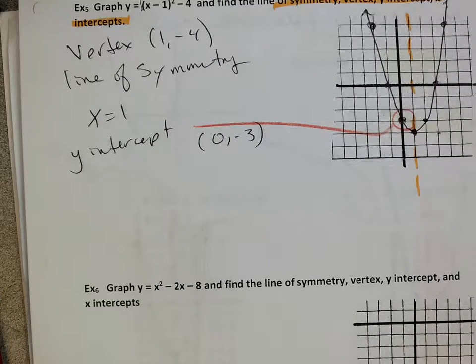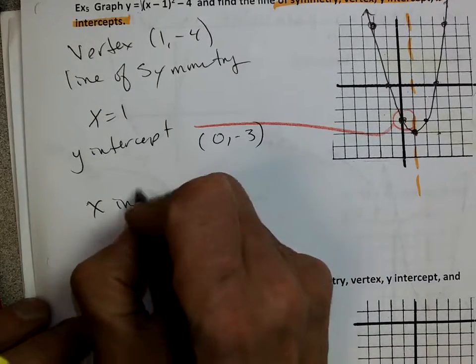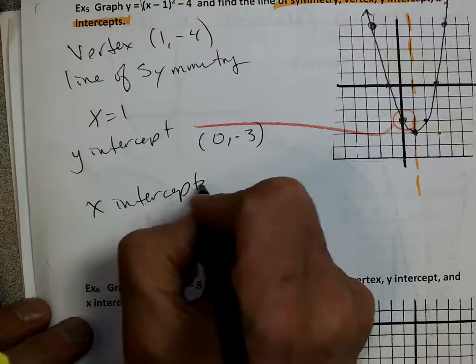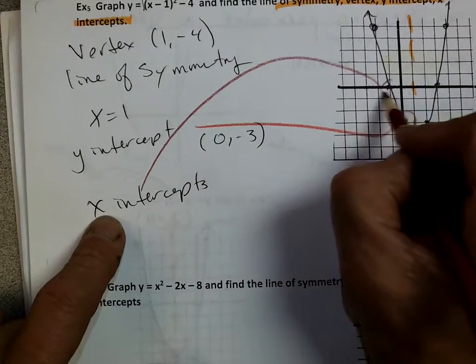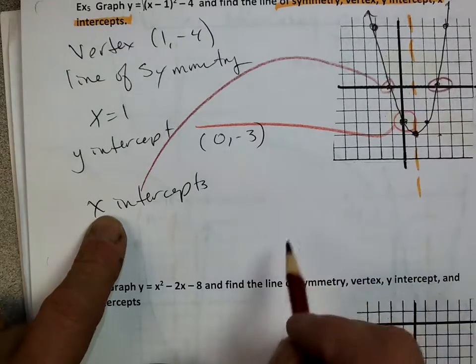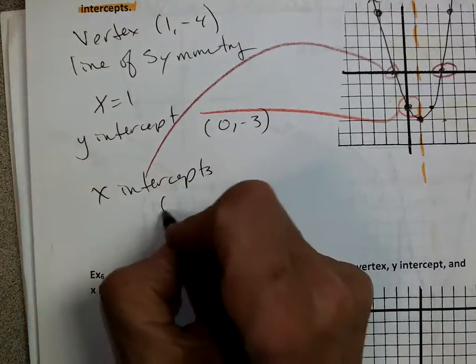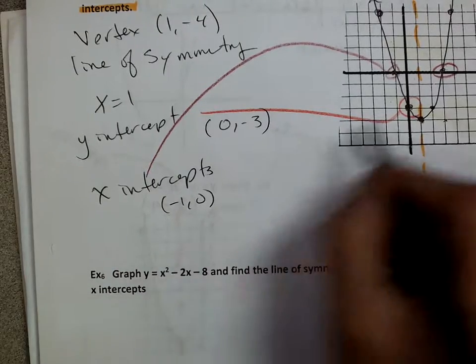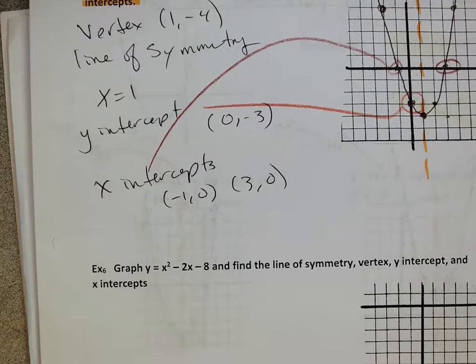Okay, so now, x-intercepts, okay? X-intercepts, there's two of them. And the x-intercepts are, you ready? There and there, right? There's my x-intercepts. And so they are at -1, 0, and 3, 0. Okay?